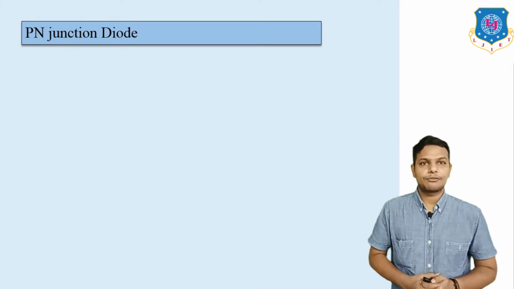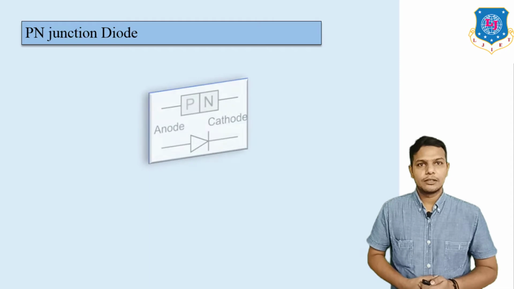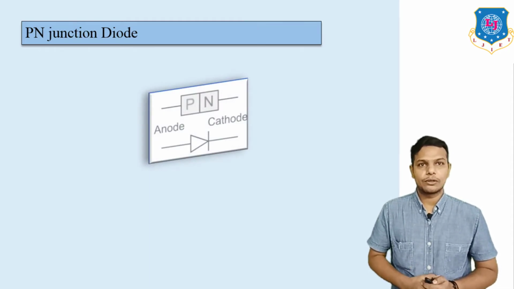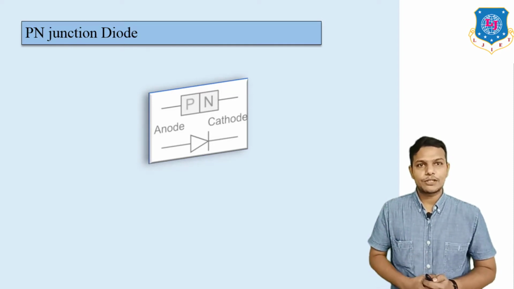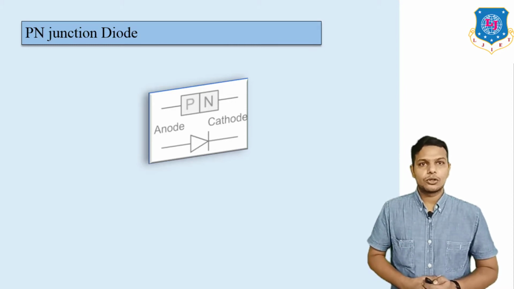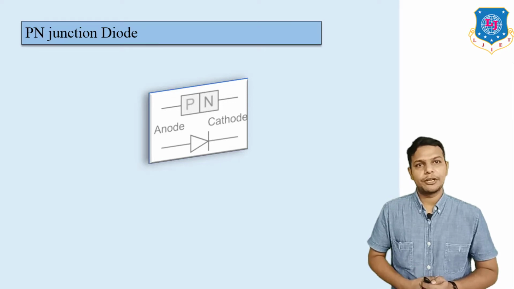As we discussed in our first lecture, a PN junction diode is a two-terminal semiconductor device. The two terminals are the anode and the cathode. Anode is positive and cathode is negative. So current always flows from anode to cathode, meaning positive to negative. This is the construction and the symbol of the PN junction diode. Basically, a PN junction diode is made from two different types of material, silicon and germanium.